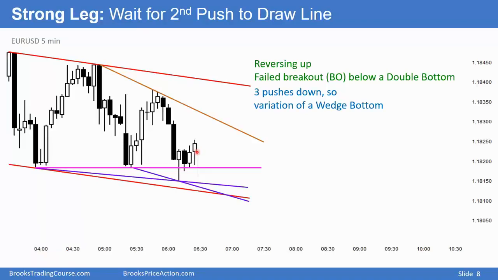It does not matter even if it's not a wedge shape. It's still the same forces that create a wedge bottom. So I think of a failed breakout below a double bottom as a type of a wedge bottom. You trade them exactly the same.